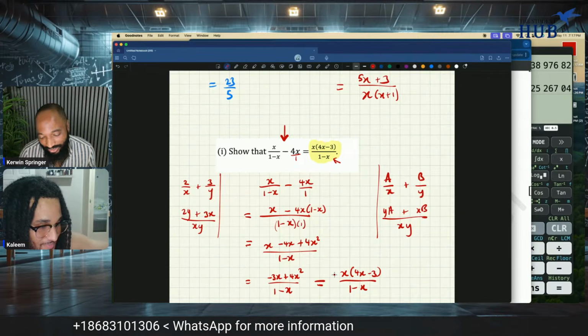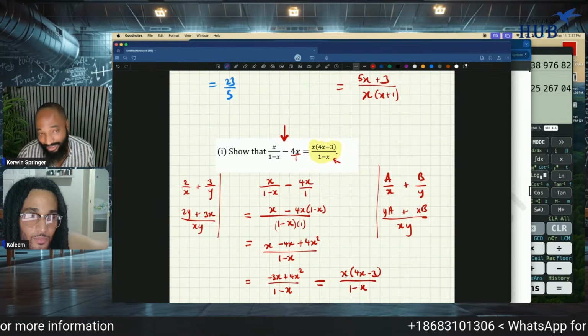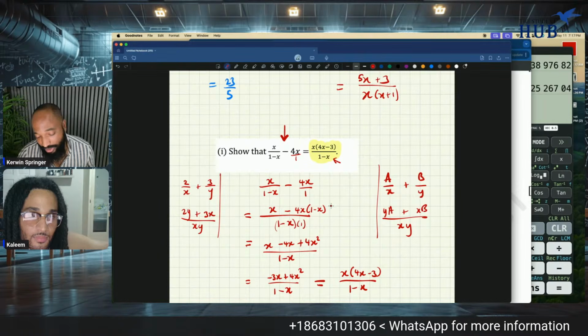So this was a rough one. This was a rough one, boy. But I just tried to show you all that somebody said it's a baby. This is actually a pretty tough topic. It can come pretty tough.